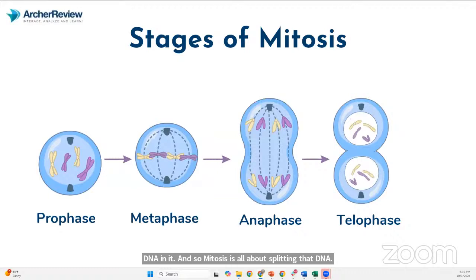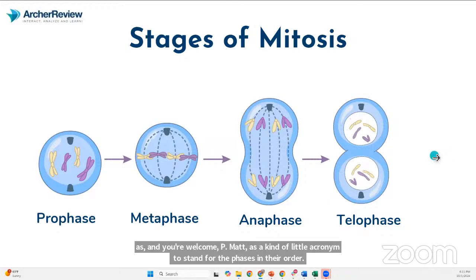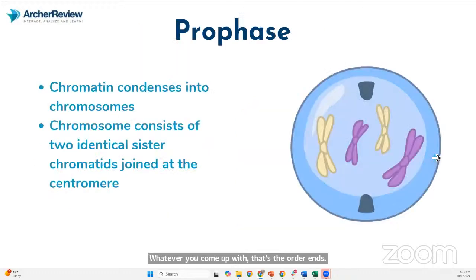We've got 4 phases of mitosis. Sometimes tests can ask the order of the phases. So I know that sometimes students will come up with PMAT, and you're welcome, as a little acronym to stand for the phases in their order. Whatever you come up with, that's the order, and I know a lot of times tests will ask about that. So the first phase of mitosis is prophase.